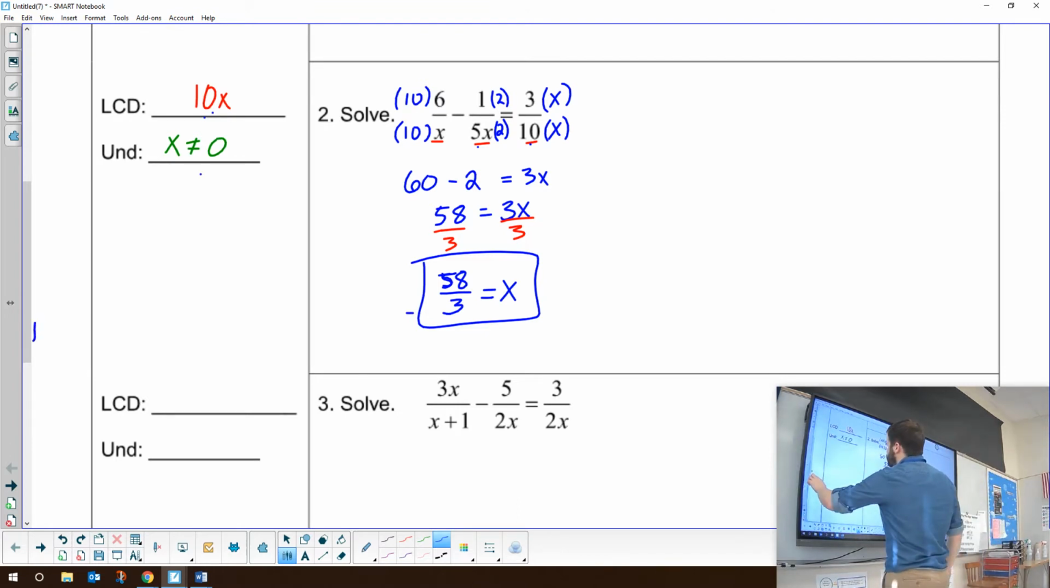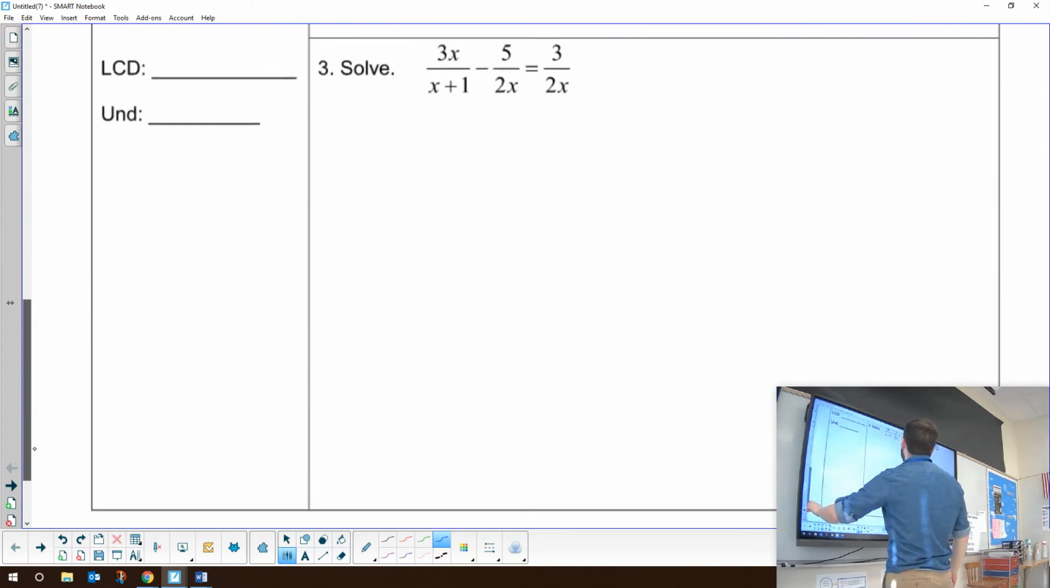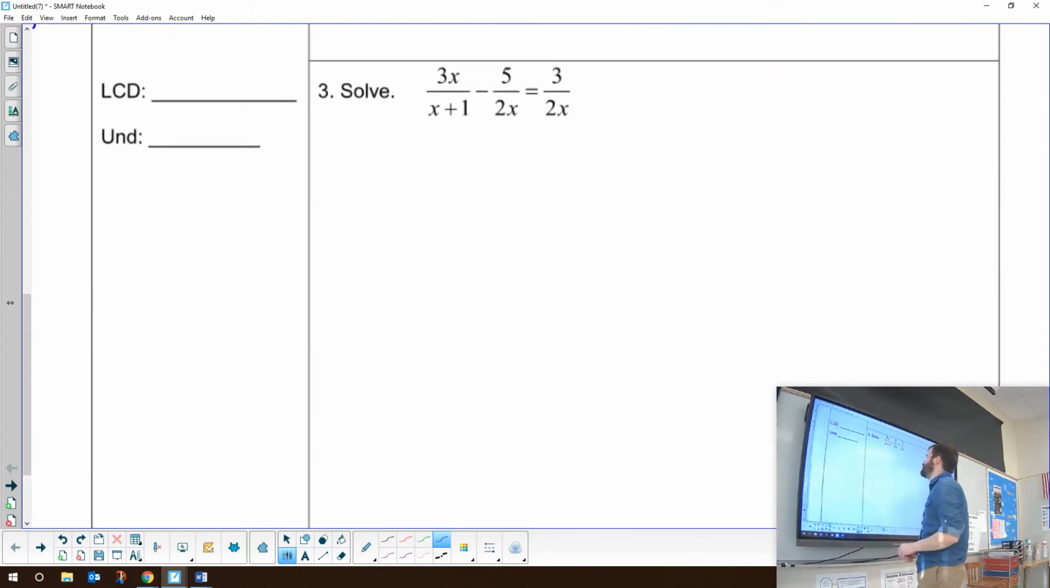All right, now let's take a look at number 3. So number 3 here, I have 3x over x plus 1 minus 5 over 2x equals 3 over 2x. So once again, we're looking for a common denominator. Now in this case, there's not really a whole lot in common between x plus 1 and 2x. So what we're going to do instead is I'm just going to mush them together. We're going to have a common denominator of 2x times x plus 1. Okay? So there's our common denominator, 2x times x plus 1.